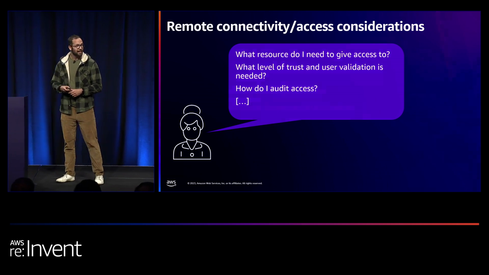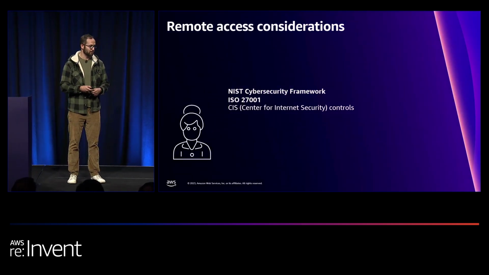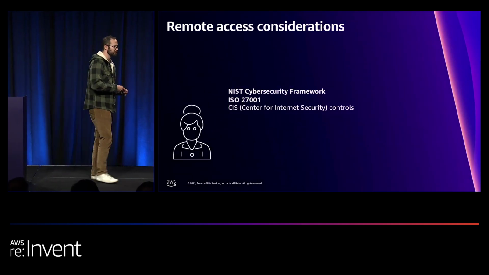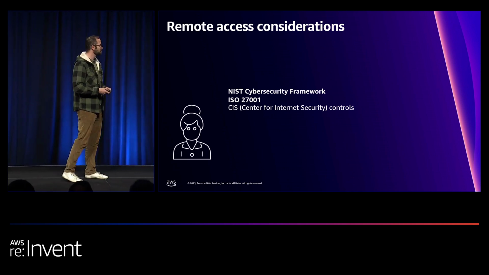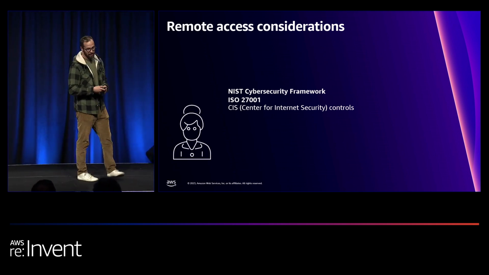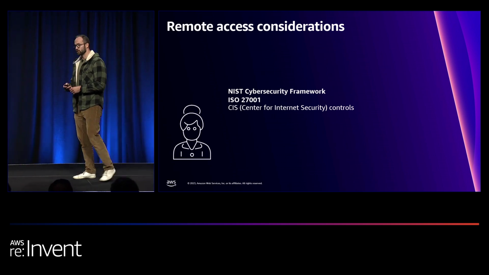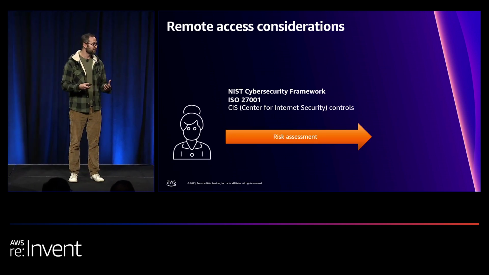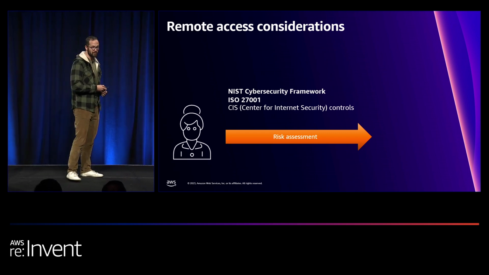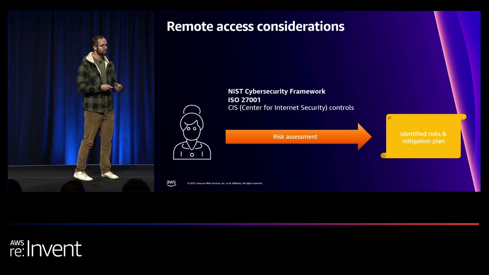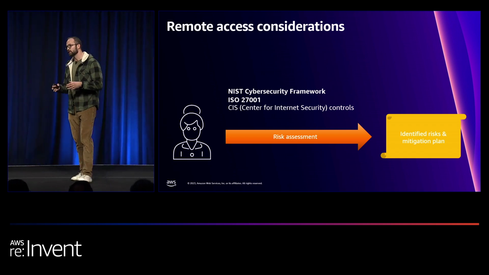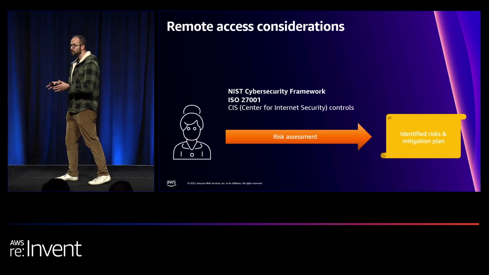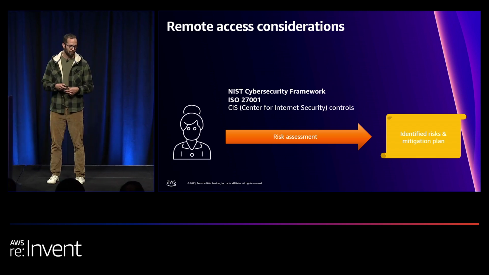And things that can help you figure out what you need to consider are cybersecurity frameworks. So things like NIST, ISO 27001, CIS. All of those frameworks would have some guidance on running a risk assessment and figuring out the risks within your environment and what you're concerned about, and then giving you some kind of mitigation plan. And you can use that mitigation plan to decide on your connectivity solutions.